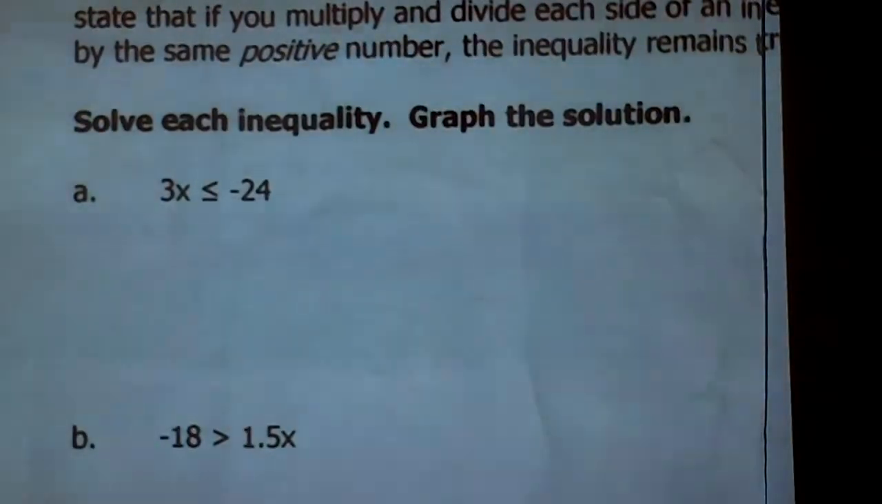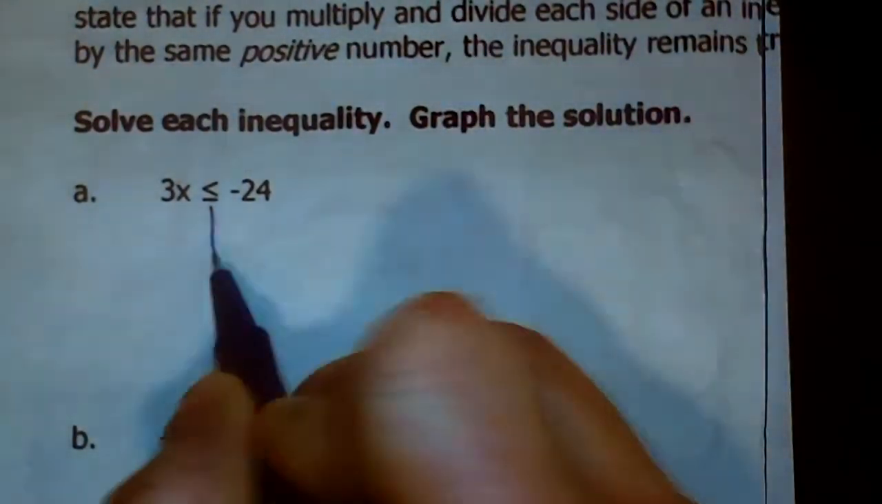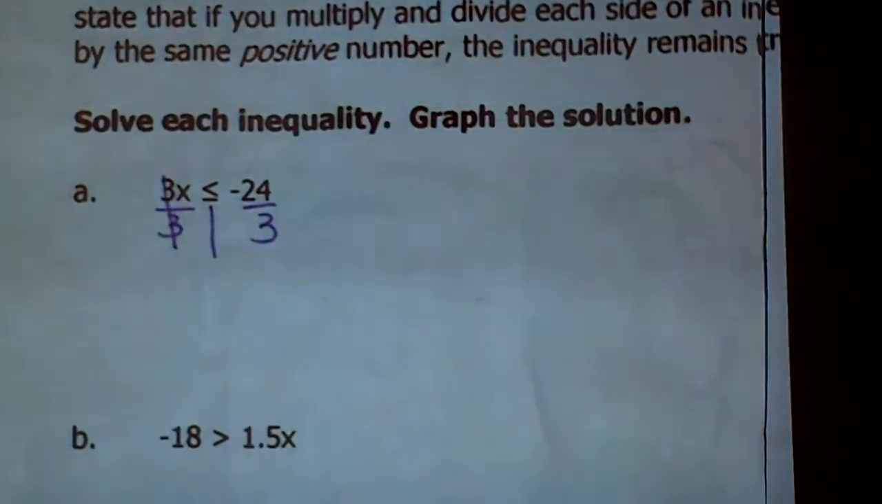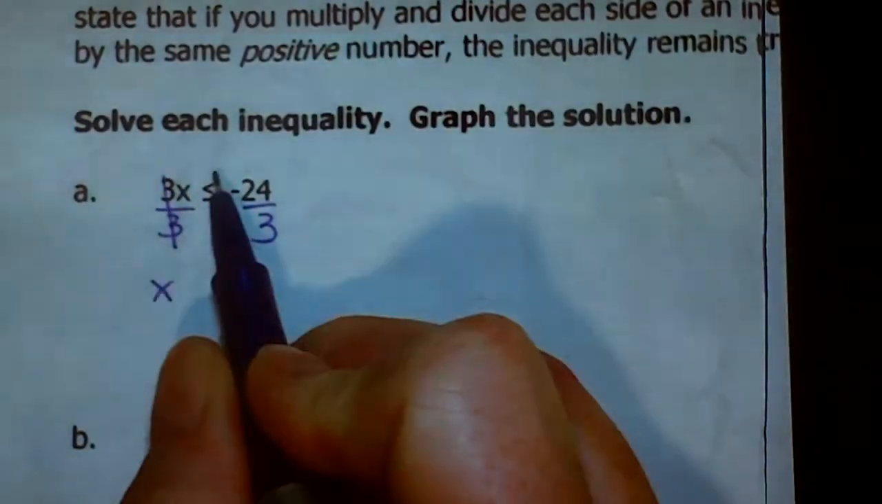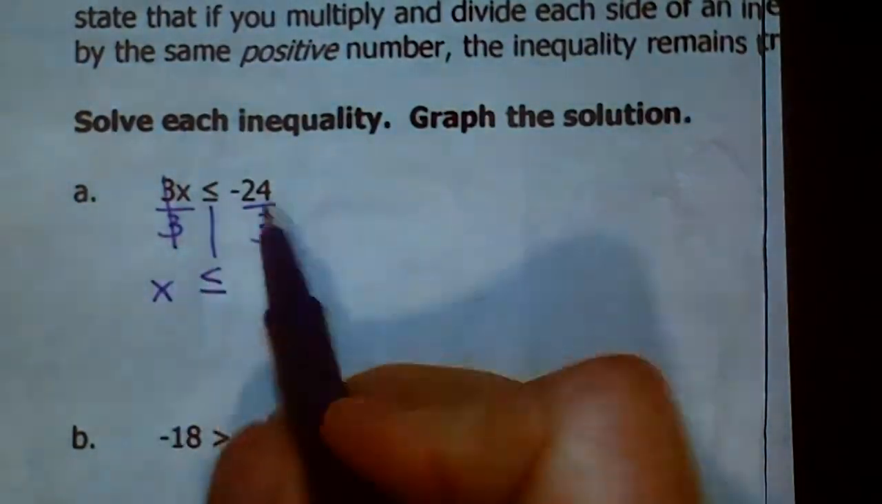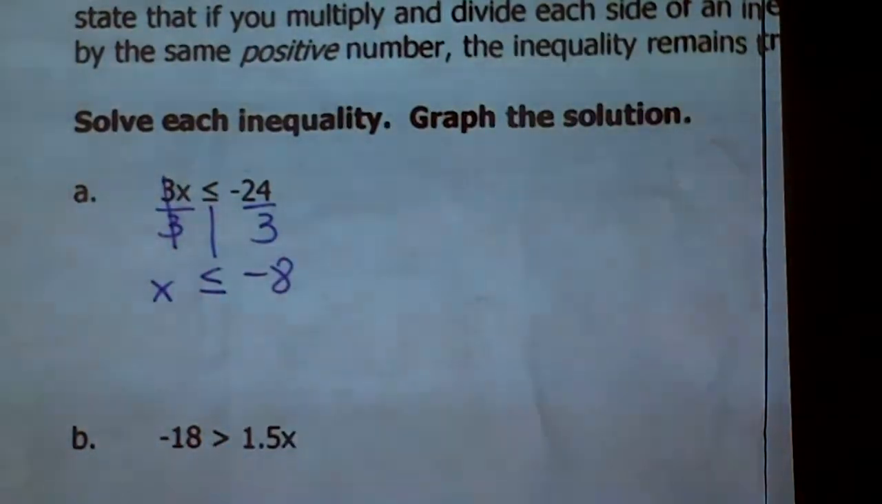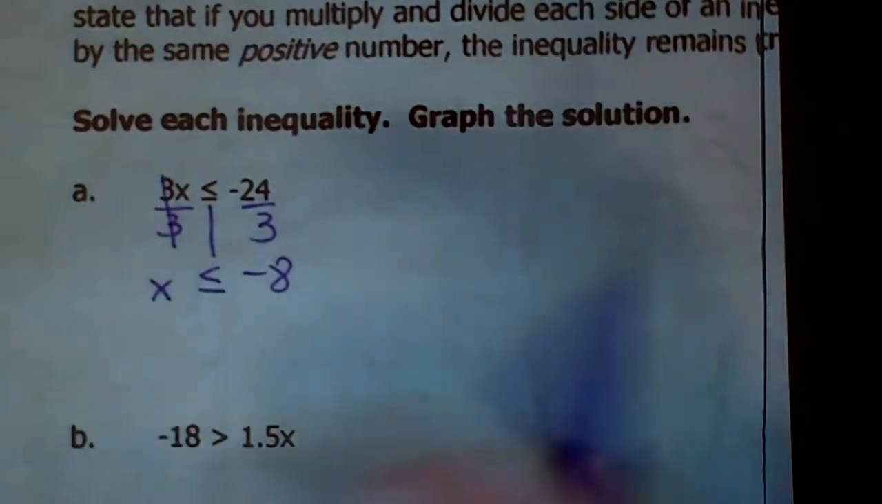So the first one, I have 3x is less than or equal to negative 24. Yep, we're going to solve it the same way. I would divide each side by 3 so that I'm left with 1x, which is just plain old x. And I'm going to bring down my symbol, and negative 24 divided by 3, yes, that is negative 8. So x is less than or equal to negative 8.